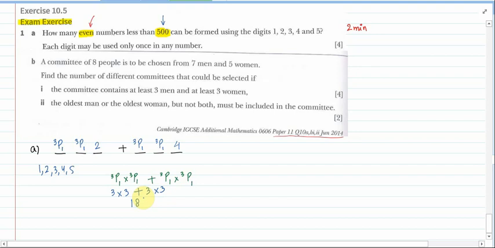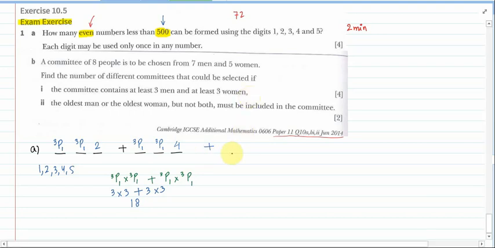But that is not your final answer. Why? It says the number less than 500. So if I am writing the number 7, is it lesser than 500? Answer is absolutely yes, right? If I am writing 72, is it lesser than 500? Yes, it is lesser than 500, right? So that means we are not only focusing on 3-digit numbers, we need to continue with 2-digit numbers and a single-digit number as well, right?